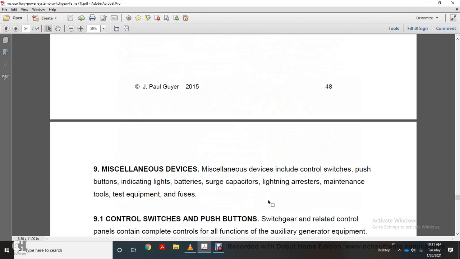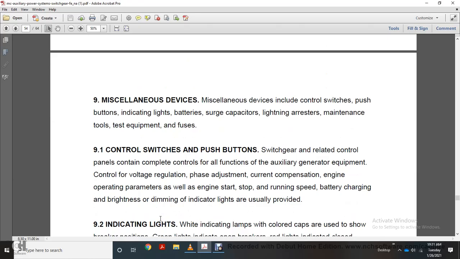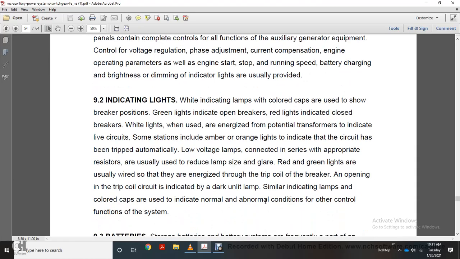Chapter 9, Miscellaneous Devices. Miscellaneous devices include the control switch, push buttons, indicating lights, batteries, surge capacitors, lightning arresters, maintenance tools, testing equipment, and fuses. Control switches and push buttons: switchgear related control panels contain the complete control of all the functions of auxiliary generator equipment, and control of voltage regulation, phase adjustment, current compensation, engine operation parameters, as well as engine start, stop, running speed, battery charging, and brightness, dimming indicator lights are usually provided.